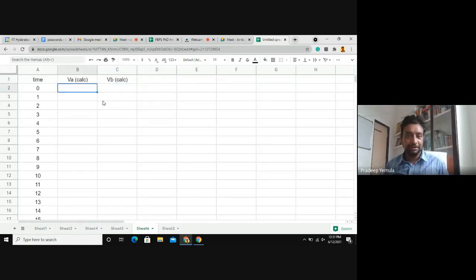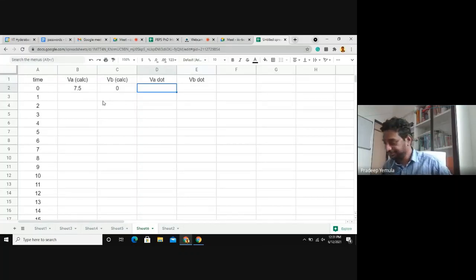So the initial value of VA, that is the first capacitor, is 7.5. Remember, the first capacitor we charged to 7.5 and the second capacitor is 0. Next, I want to calculate VA dot, and then I want to calculate VB dot. So basically the differentiation, okay? And I have the formulas for it.